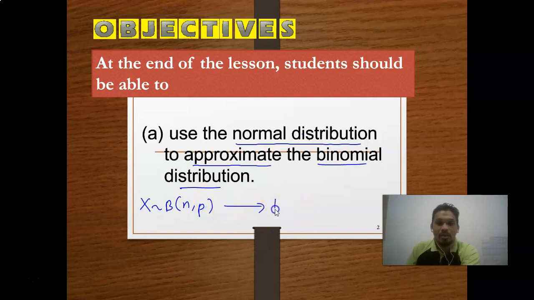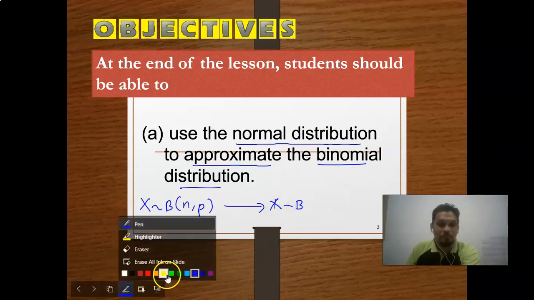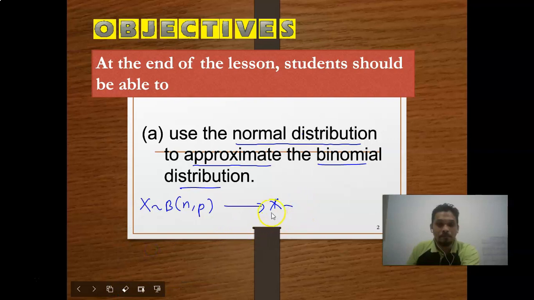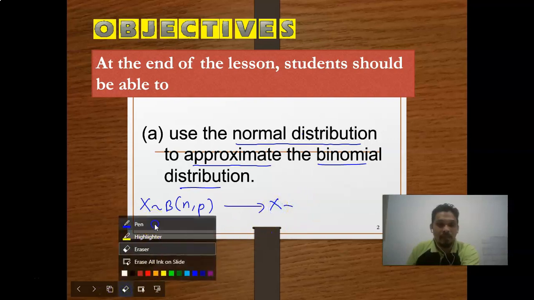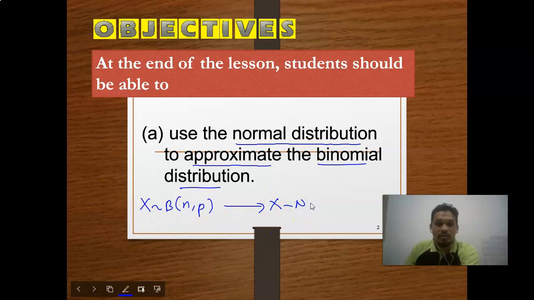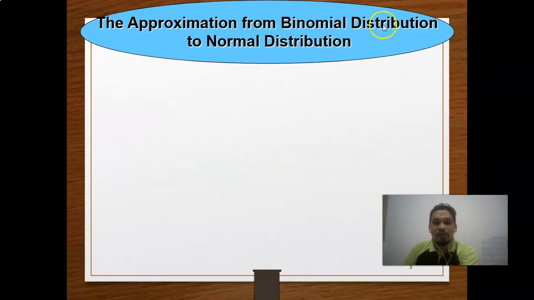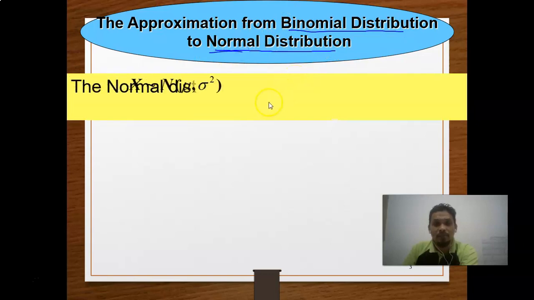We use the normal distribution with the parameters of mean and variance. Okay, so approximation from binomial to normal. So this is the question, and this is the distribution that we're going to use to find the answer, not binomial. Binomial is just the situation given to us, but we are going to use the normal.